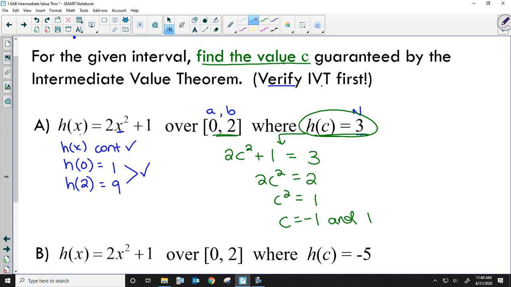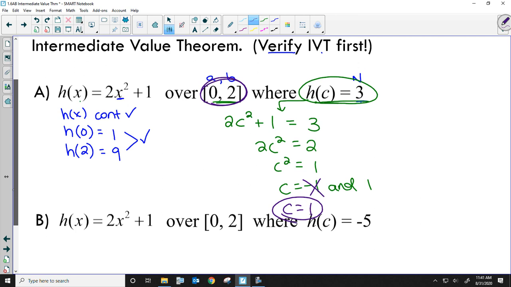However, IVT, the intermediate value theorem, is only guaranteeing the existence of this c value on this interval. So c has to be in between 0 and 2. So that means that -1 is not a c value guaranteed by IVT. Okay? Only +1. That's my only answer.